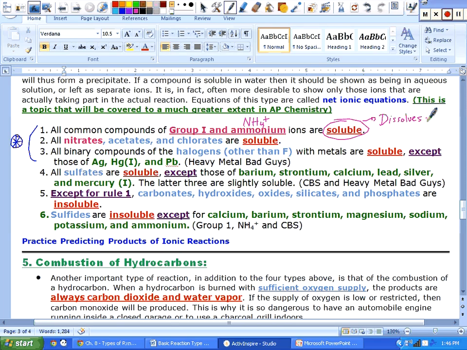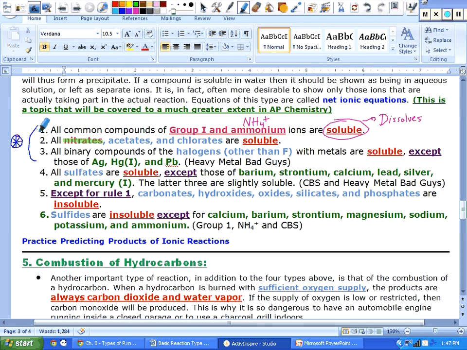Now this next one, the only one you're going to be tested on is this first one: all nitrates. If you want to know acetates and chlorates, that's fine, but the only one you're going to be asked about is nitrates. All nitrates are what? So any compound you see that has a nitrate attached, will it ever be a solid? No. It will dissolve. This is the one that has the rules applied. So far it's really simple. Group 1, ammonium, and nitrates are all soluble. That's it.